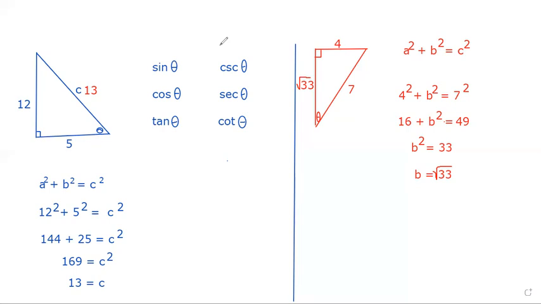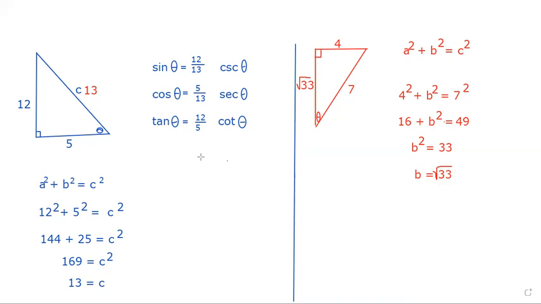So now I want to go a little bit further right here. Now that we found our missing sides, we can find all of our trigonometric values. So we know that the sine was equal to the opposite over the hypotenuse, which is 12 over 13. The cosine was equal to the adjacent over the hypotenuse, which is 5/13. And the tangent was equal to the opposite side over the adjacent side, which is 12 over 5.